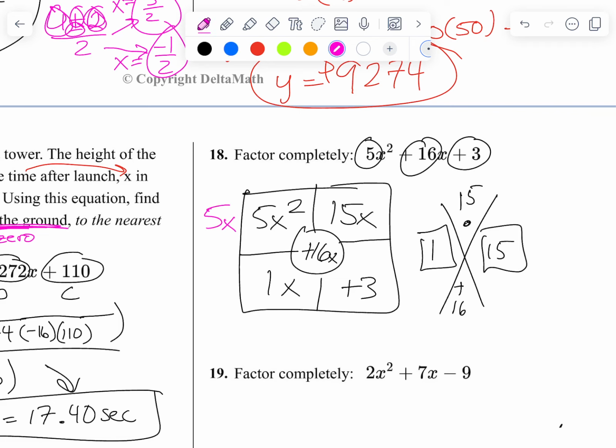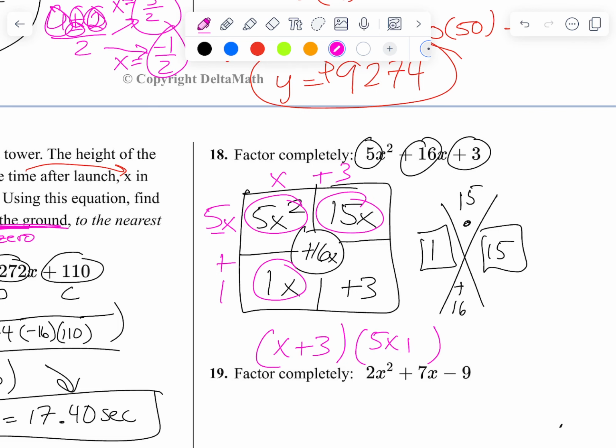So 5x times x gives you 5x squared. Well, 5x times positive 3 would give me 15x. And then 1x times positive 1 would give me 1x. So my answer would be x plus 3 and then 5x plus 1.